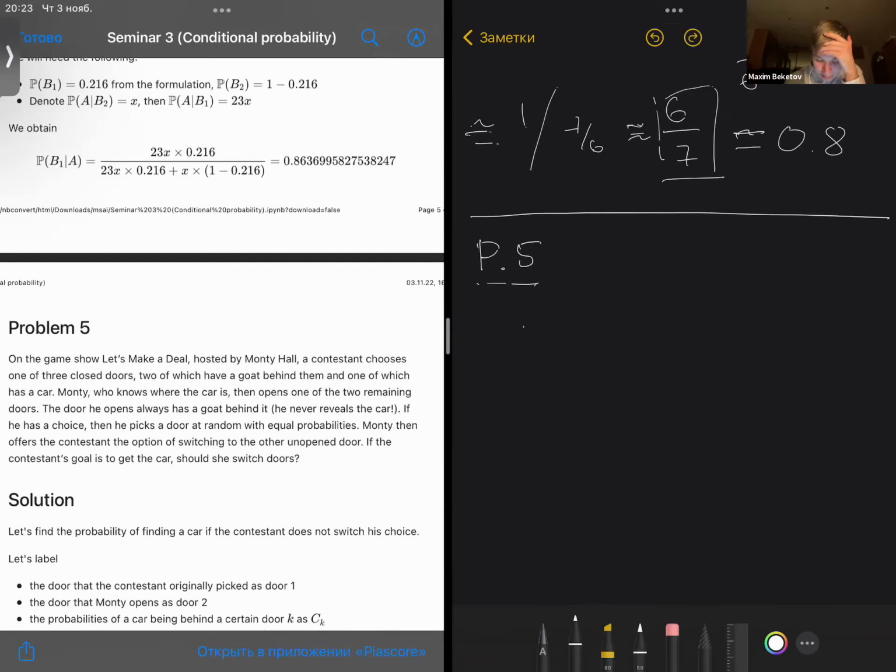Then the show host opens one of the remaining doors. Let's say door number 3.